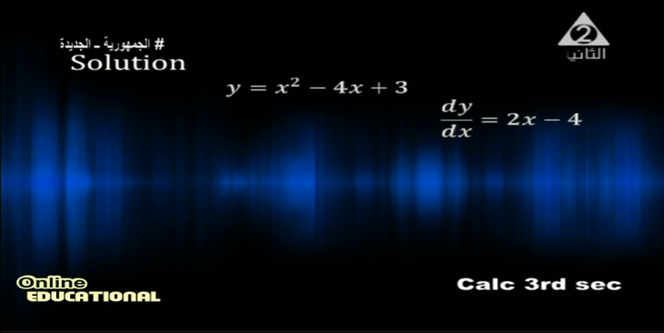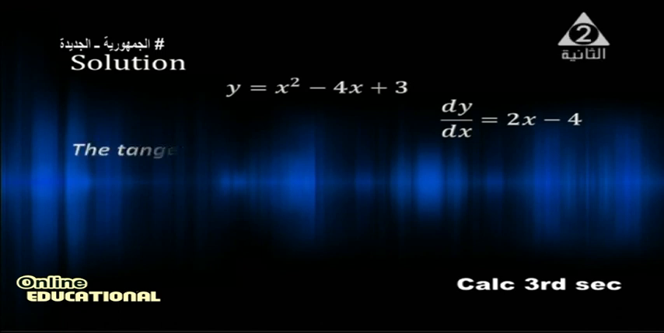Now we have y equals x² minus 4x plus 3, the equation of a curve, a quadratic function. We know this function has a tangent parallel to the x-axis. Now we want the first derivative, dy by dx, for this function, which equals 2x minus 4. This is the slope of the tangent at any point on the curve y equals x² minus 4x plus 3.